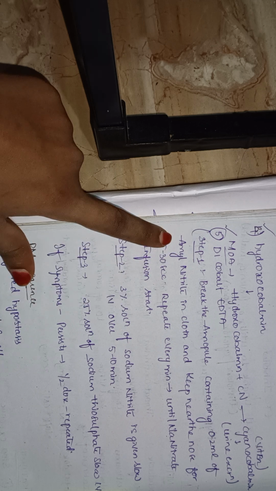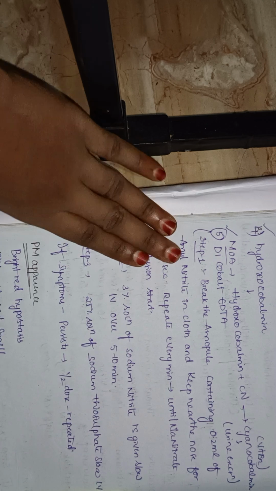Okay, this is Lilly's antidote and how we can give it. First amyl nitrate, next 3% sodium nitrate, and 25% sodium thiosulfate. Postmortem appearance, as I discussed: bright red, bitter almond smell, bilateral symmetrical necrosis of the lenticular nuclei of the basal ganglia, and rigor mortis starts early and persists longer.